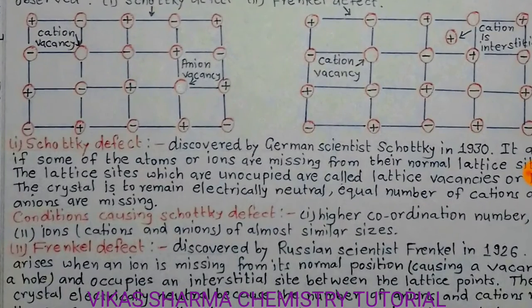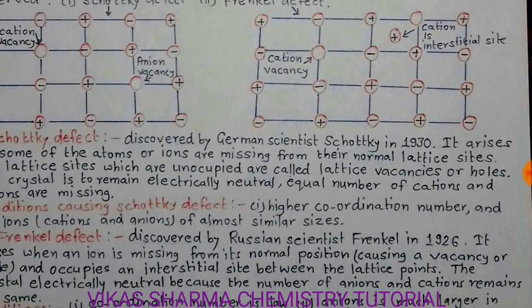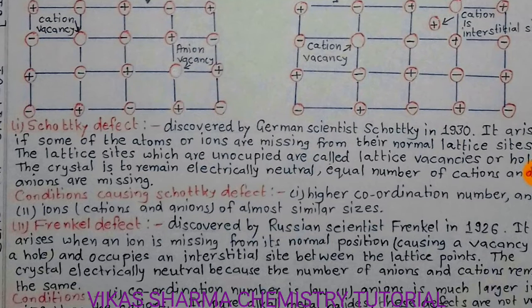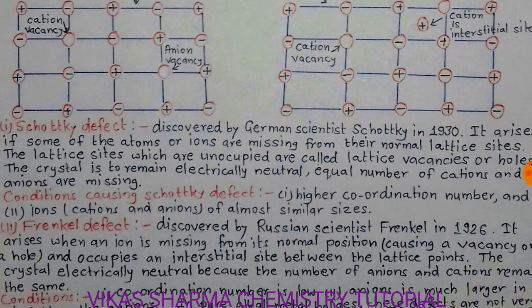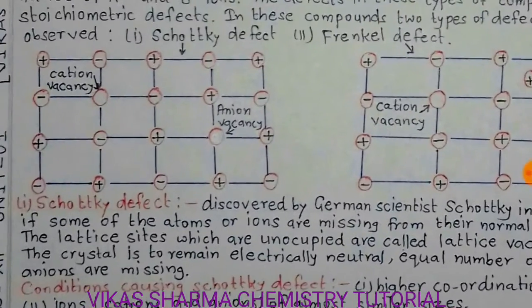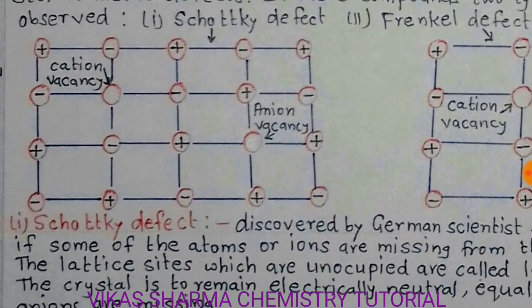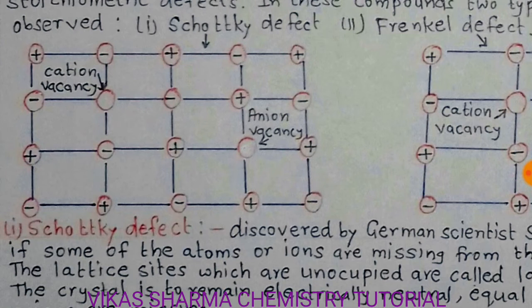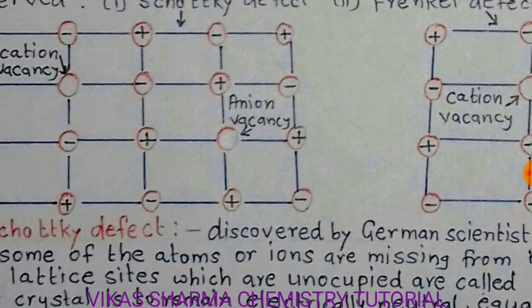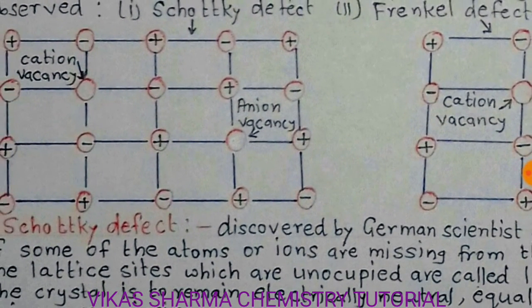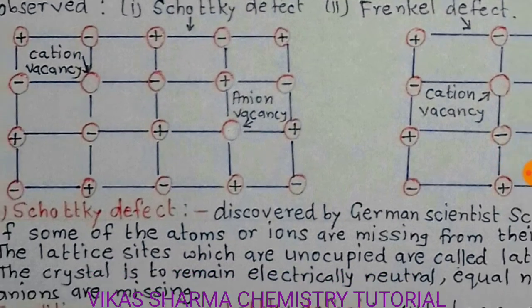Student, the conditions causing Schottky defect: higher coordination number, and ions, meaning cations and anions, of almost similar sizes. For example, you have seen this display. It's a Schottky defect when the cation vacancy is formed and the anion vacancy is formed, meaning the number of cations missing is equal to the number of anions missing.